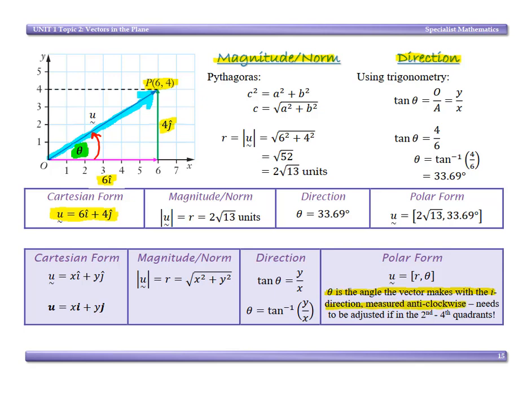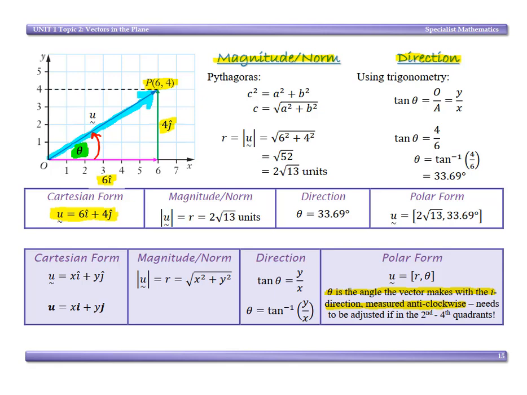Now if you are in another quadrant, that needs to be adjusted, if you're in the second to fourth quadrants, for example. So watch the next video on that to become updated with the unit circle. You might also want to go back and watch the more detailed video on the unit circle.